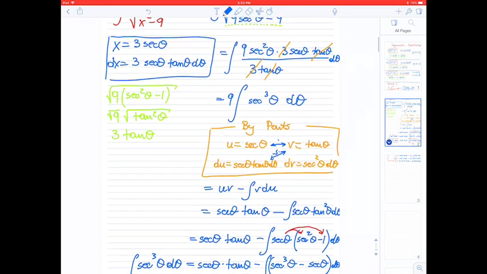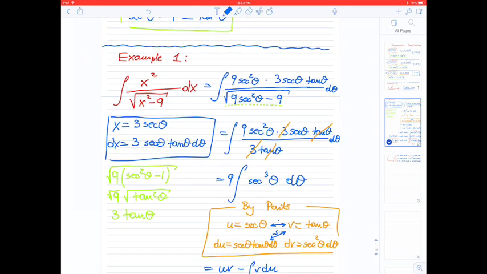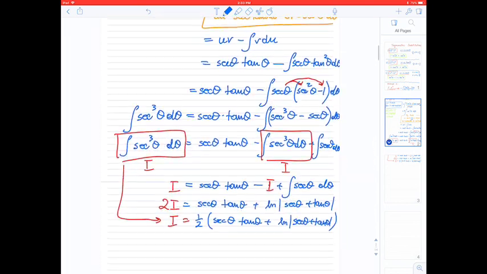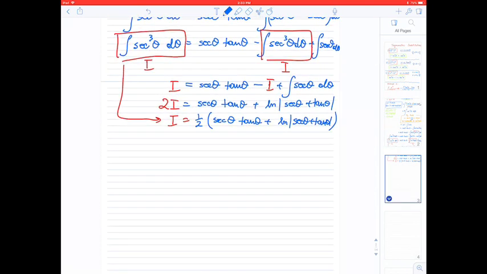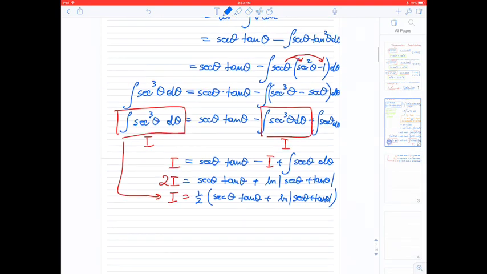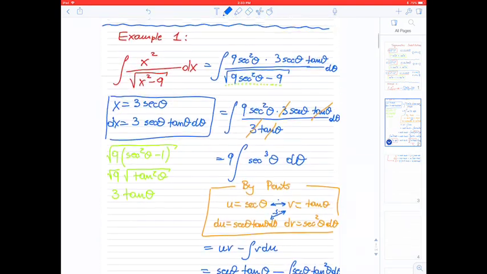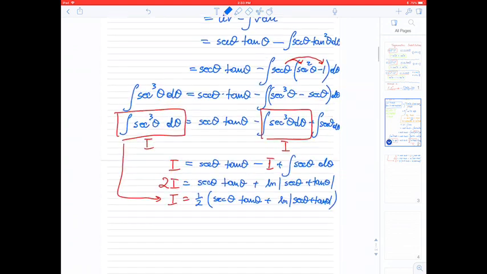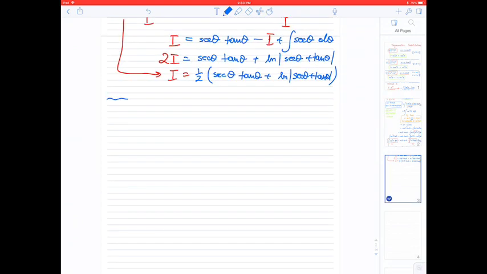Now the only thing is we have to get back to my x expression. Everything must be rewritten in terms of x. This is my answer, and my substitution was x equals 3 secant theta. Let's try.